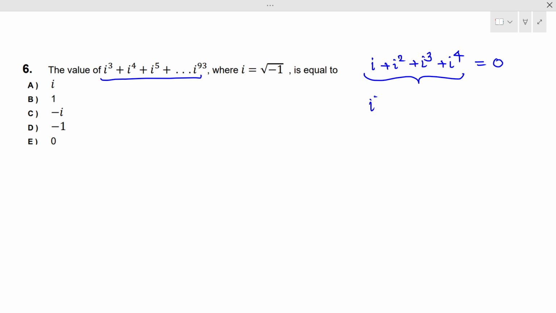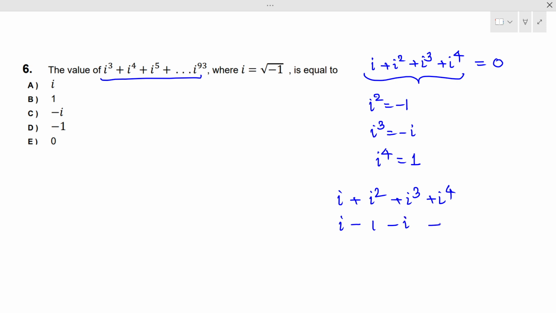Because if you see, i² is -1, i³ is -i, i⁴ is 1, right? So if I add them, i + i² + i³ + i⁴, it will be i - 1 - i + 1. So they cancel out each other and we are left with 0.